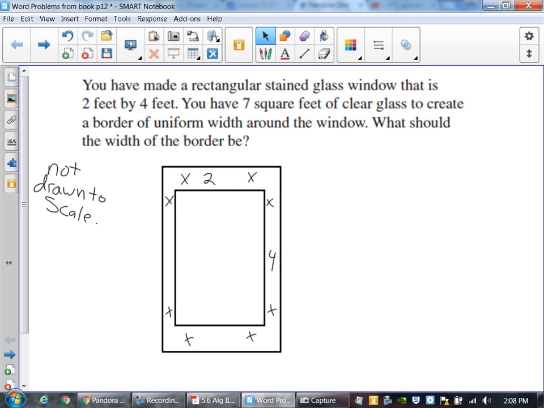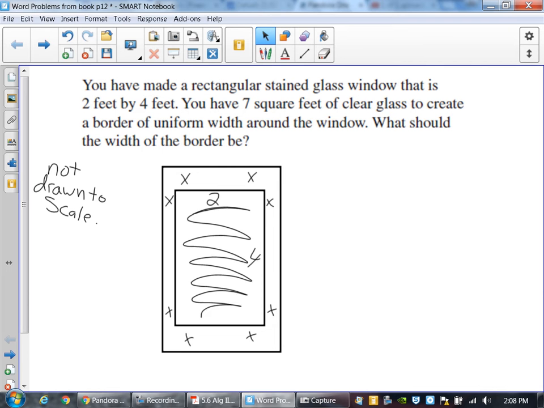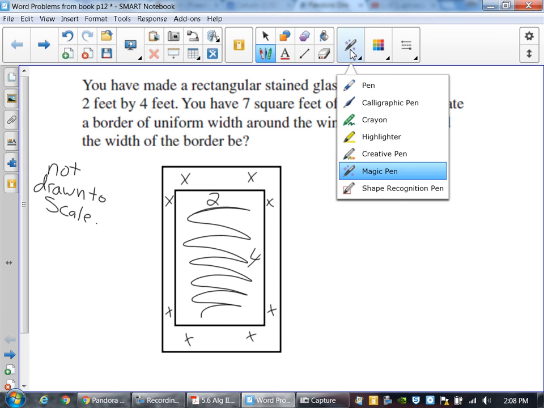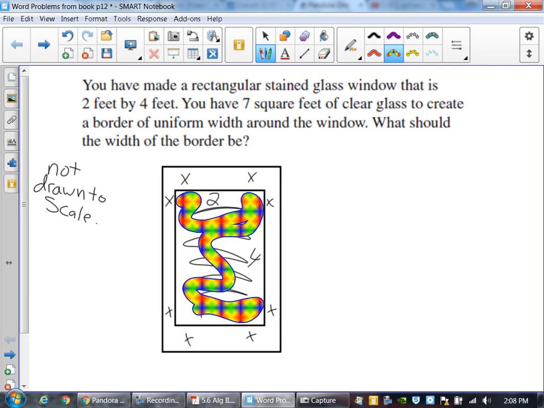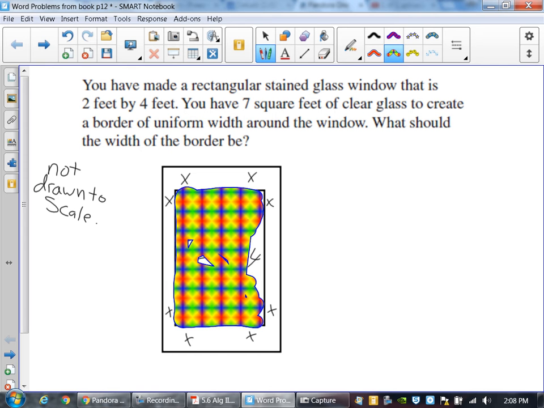Okay? So now, if you think about what was on the interior, our interior stained glass window, I have this interior stained glass window that has an area of 8.